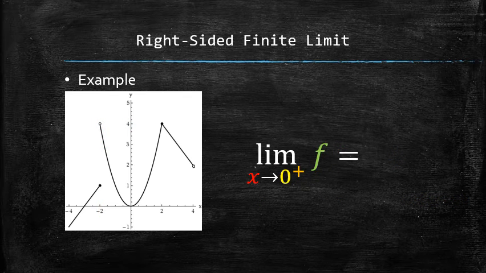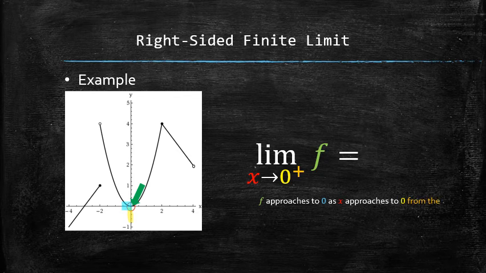To find the next limit, we need to determine the value which the function approaches as x approaches 0 from the right. It is easy to see that the function approaches 0. In other words, f approaches 0 as x approaches 0 from the right. Therefore, the answer is 0. So we found the limit.